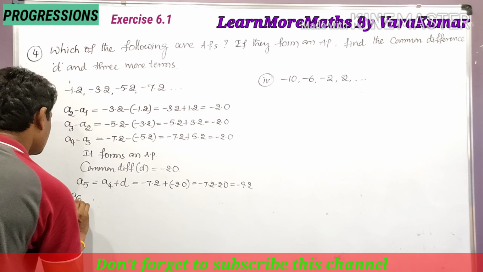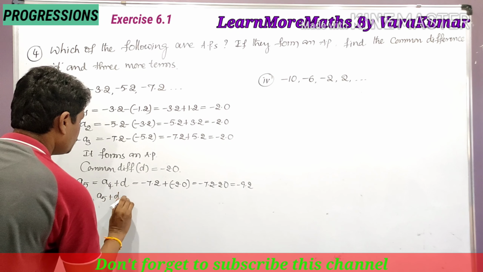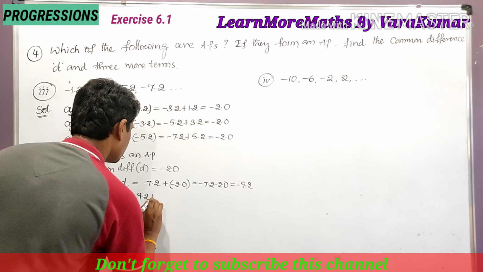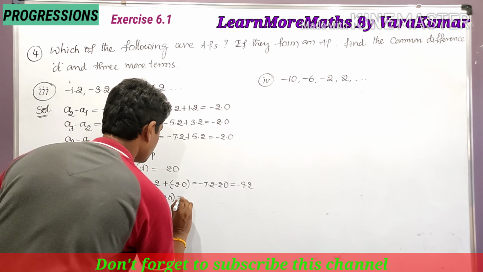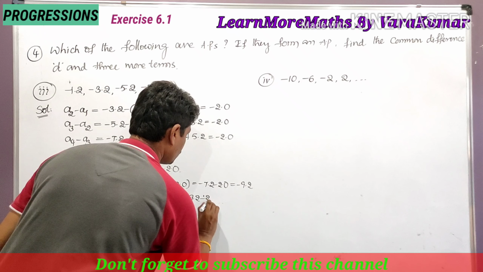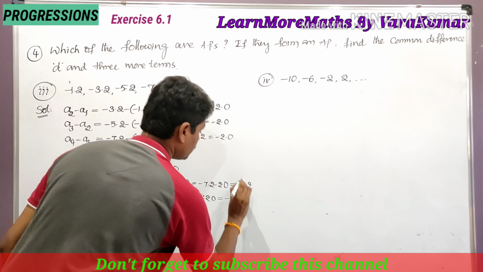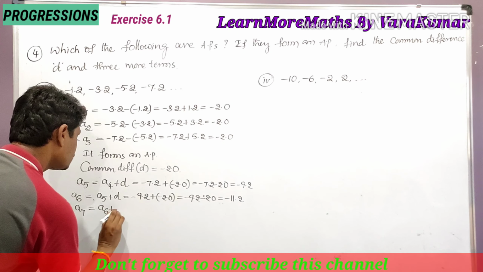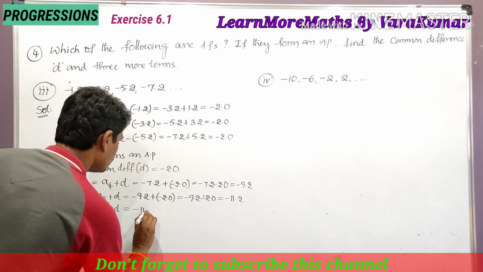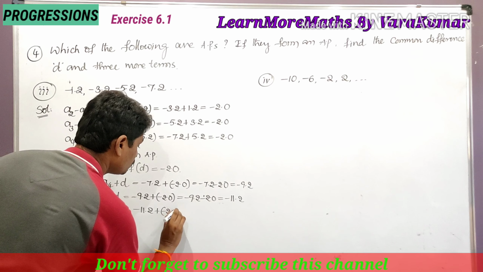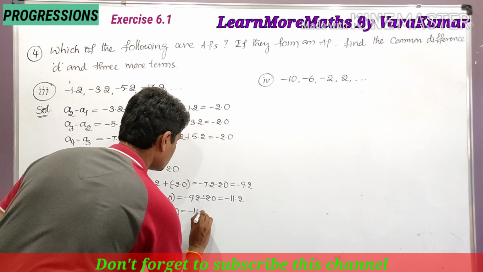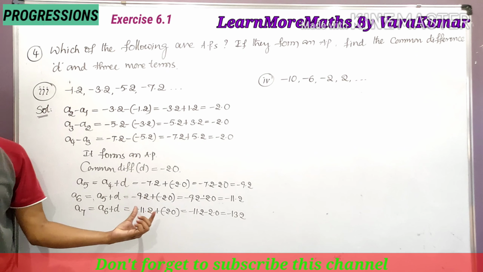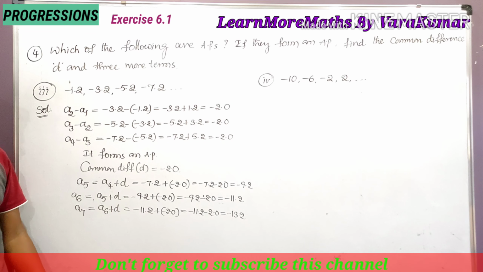In the same way, we have to find A6, which is equal to A5 plus D. We have A5 equal to -9.2 plus D, which is -2.0. That is -9.2 minus 2.0, it is -11.2. So this is A6, and A7 is equal to A6 plus D. Again A6 is -11.2 plus D, which is -2.0. So we get -11.2 minus 2.0, that is -13.2. So we just add the common difference to the preceding term, student.